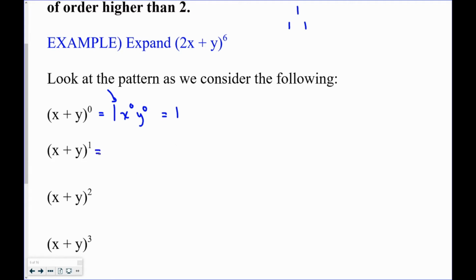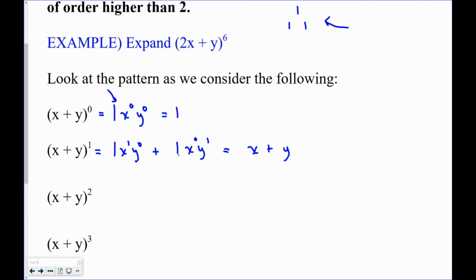Check this out now. When I expand this one, it's just x plus y, right? But if I want to use Pascal's triangle, the coefficients are 1 and 1. And it just happens to work out that if you go 1 times x to the 1, y to the 0, plus 1, x to the 0, y to the 1, and then y to the 0 is 1. So you just get x plus y, right? X to the 0 is 1. 1 times 1 is 1. You still get the right expansion, but something's going on here, right?